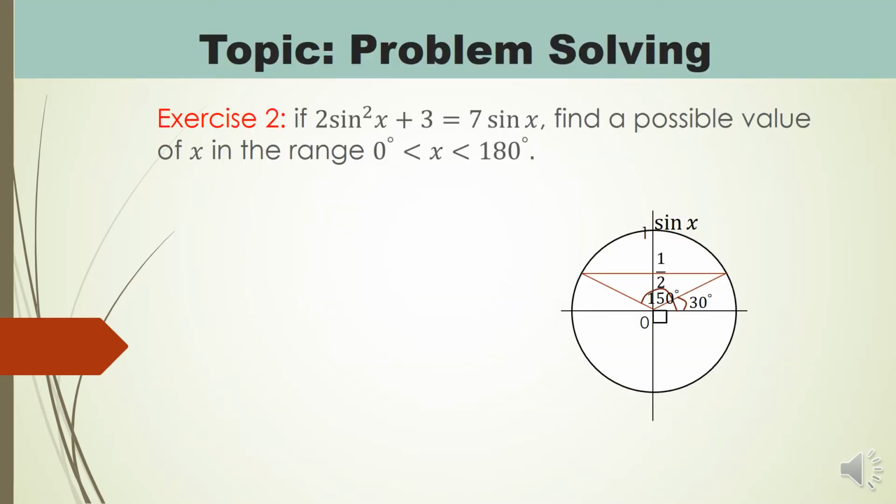First, we consider example number 2, which explains how to find the value of x. We have the equation 2 sine square x plus 3 equals 7 sine x. Then find the possible values of x in the range 0 degrees to 180 degrees.